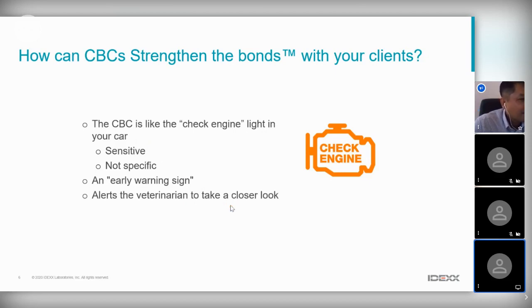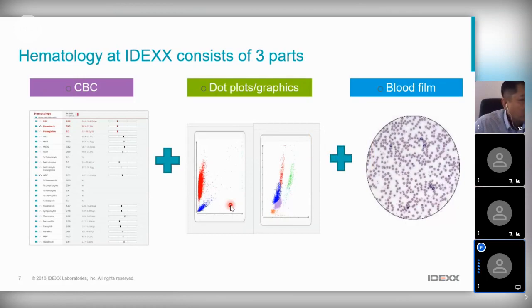Okay. The next is the basic building block of hematology, which is the CBC. This is the most commonly done test in hematology, and it can be divided into three parts. The first part is the CBC, that is the automated portion. Then we have the analyzer graphics, that is the dot plots. And the third part is the microscopic evaluation via the blood film.